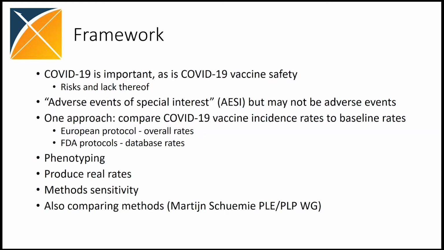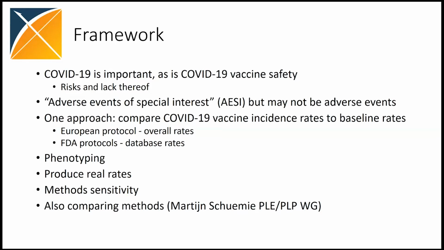So we're looking at so-called adverse events of special interest. Remember, these may not be adverse events, and I'll often use the word outcome. One approach to finding adverse events after you get a vaccine is to compare the rate of adverse events to a historical rate. The European protocol mentions this and uses overall rates. So let's get the rates of adverse events like, say, anaphylaxis or a heart attack, an acute MI, in the population, and then compare that to what happens after you get vaccinated.